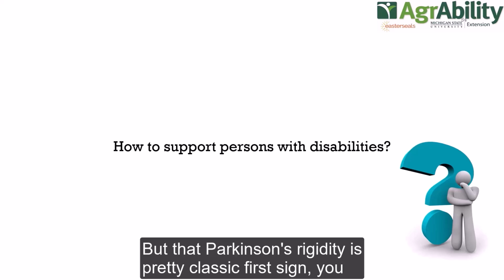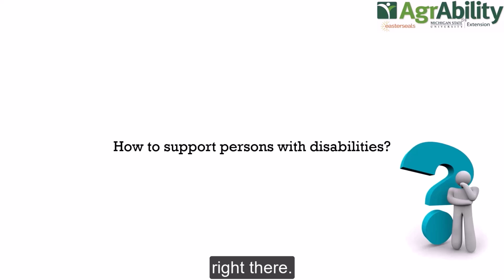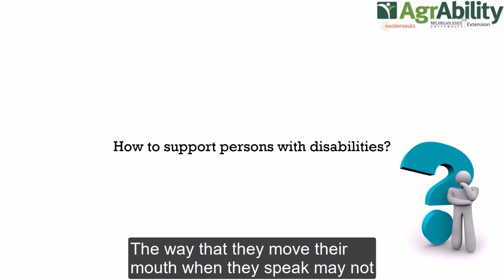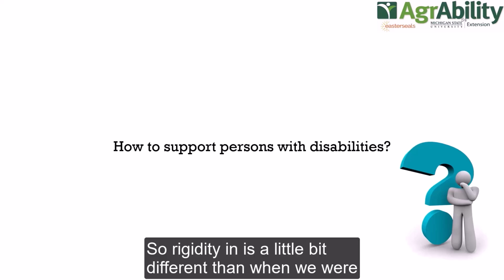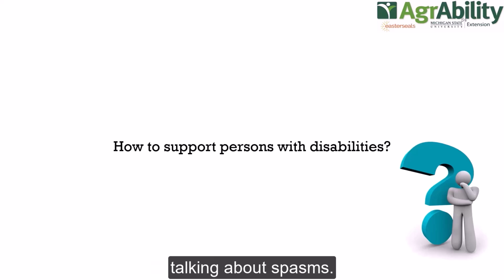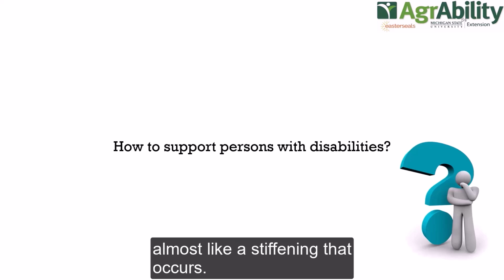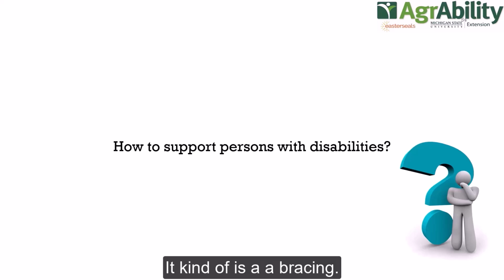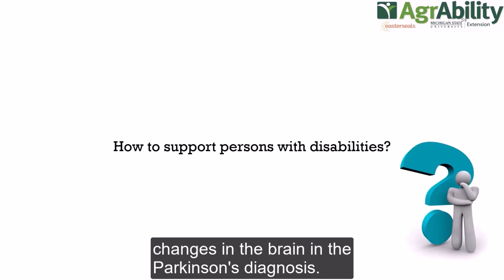But that Parkinson's rigidity is a pretty classic first sign. Their grip doesn't quite look right. The way that they move their mouth when they speak may not look fluid and correct. Rigidity is a little bit different than when we were talking about spasms. Spasms tend to be like a muscle control issue, and rigidity is almost like a stiffening that occurs. It kind of is a bracing. Again, it's a motor condition that happens because of the changes in the brain in the Parkinson's diagnosis.